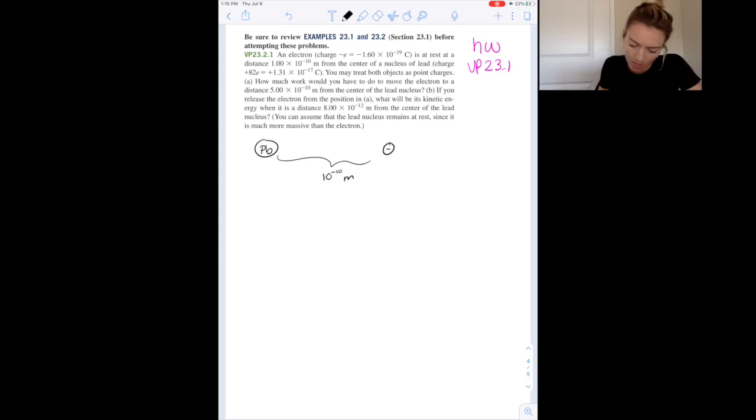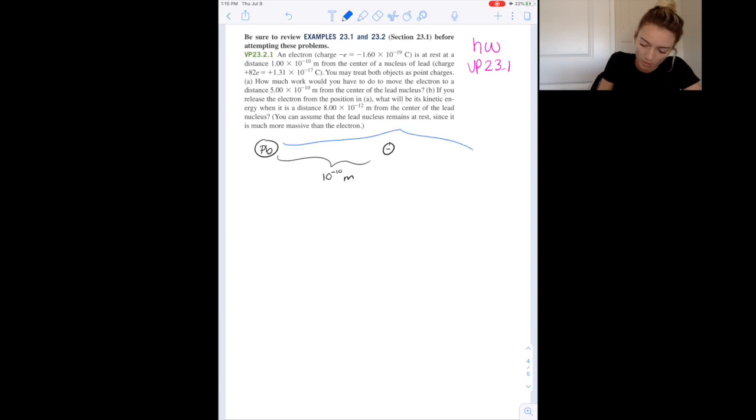Okay, we're given the charges. We can treat each as point charges. How much work would you have to do to move the electron to a distance 5 times 10 to the negative 10 meters from the center of the lead nucleus? So we're moving the electron from here to a distance further away over here.